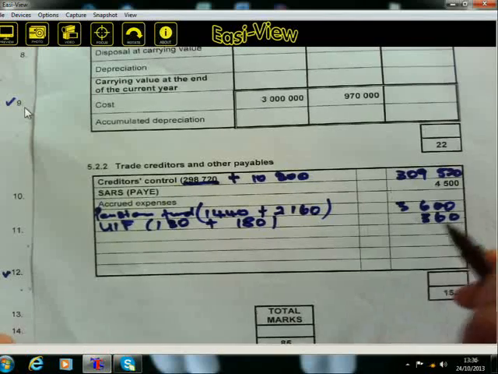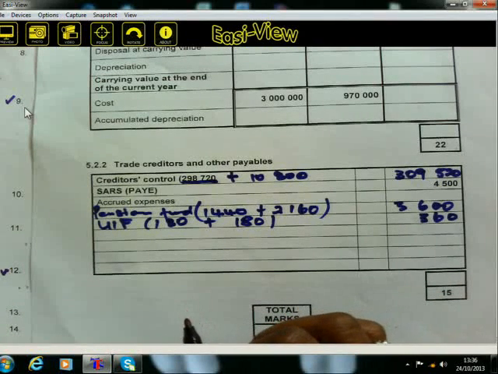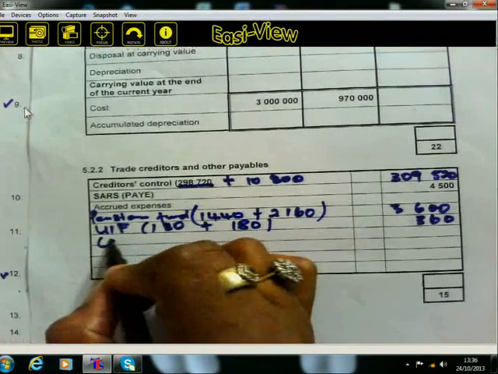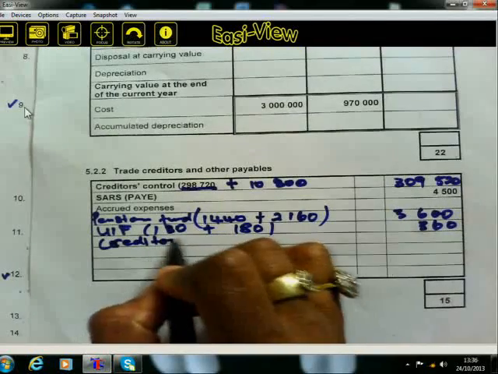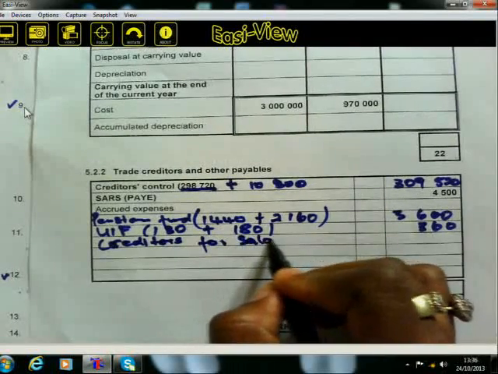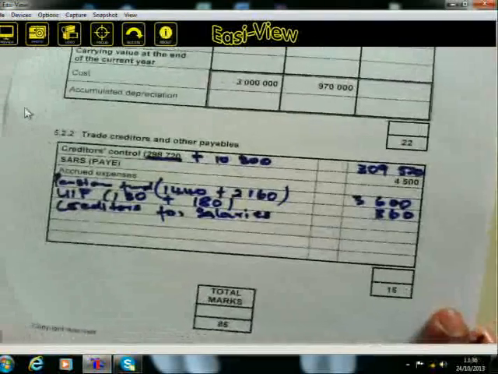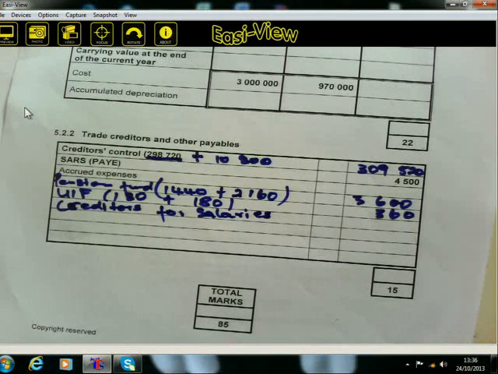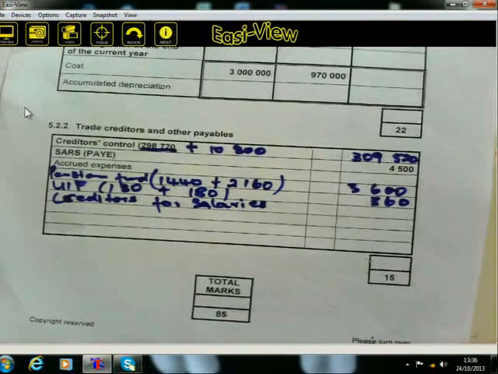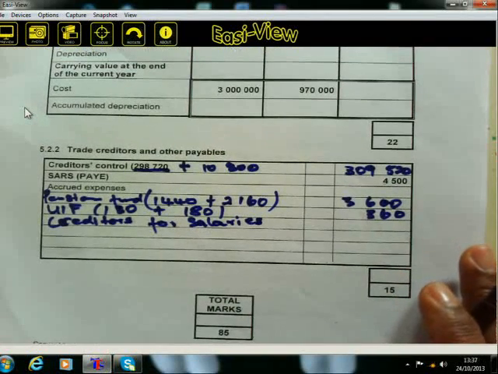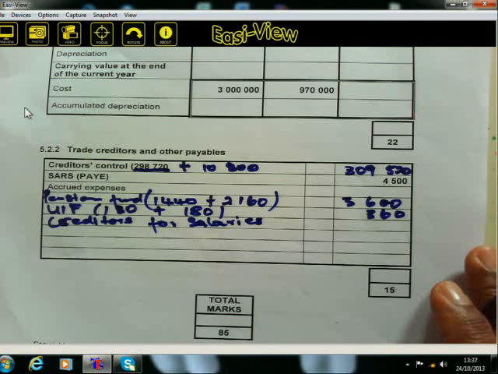360. Because we are not yet finished with the salaries, we will have to look for creditors for salaries amount. Remember what I said when I was explaining trade and other payables at the beginning, when I was doing the format. I said in a case whereby a salary has to be paid, when we calculate the creditors for salaries, we are not supposed to add the employer contributions.